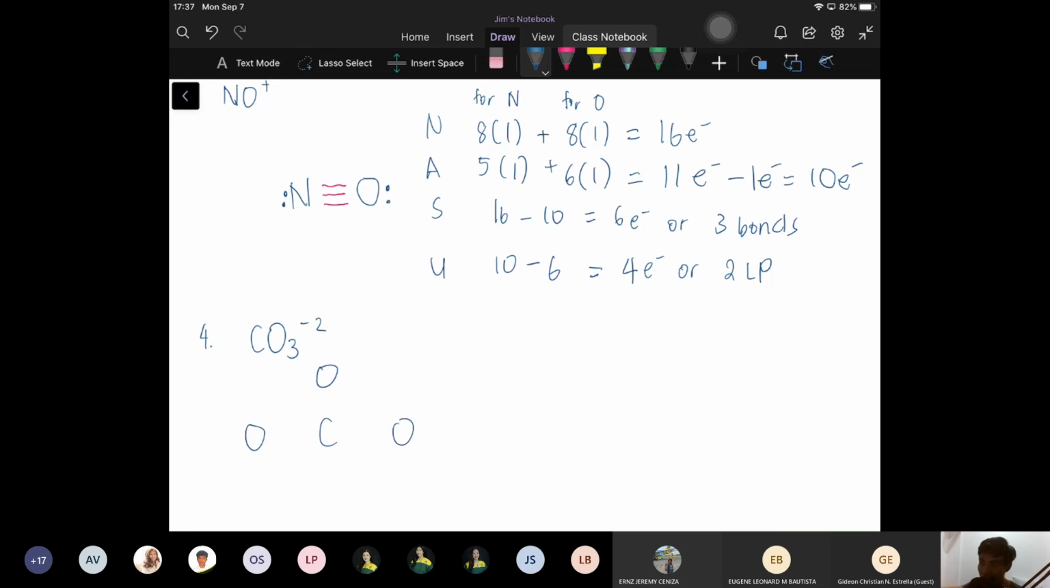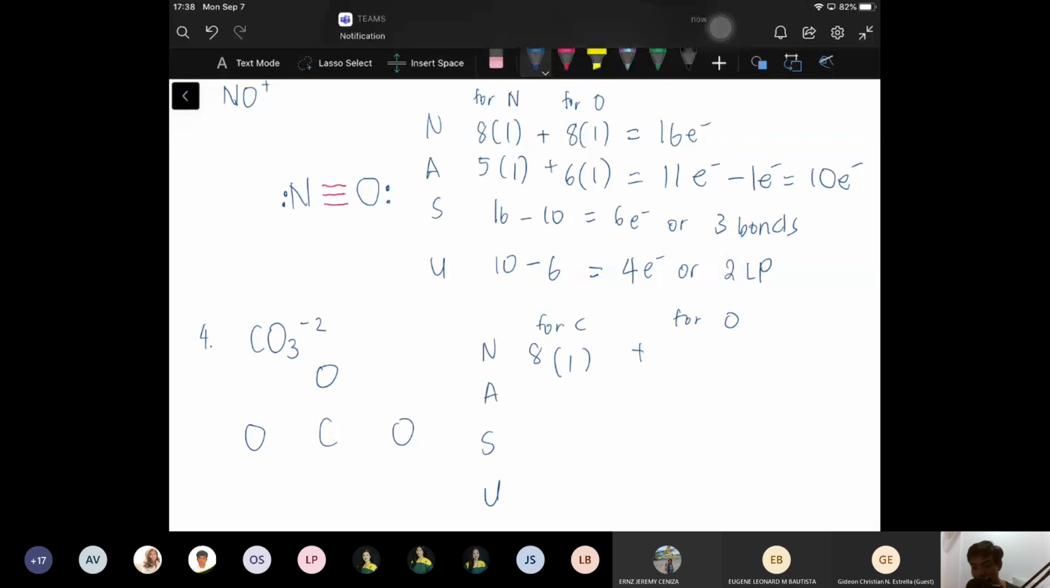Okay, so yan. Yung tatlong oxygens ko, they are surrounding my carbon. Then, octet rule na tayo. So we're done with the structure, with the skeleton. For carbon, for oxygen. Okay, so let's start with carbon. Does it follow the octet rule or not? Yes po, so it follows the octet rule. So that is the needed electron is 8 times ilang carbon? Isa lang.